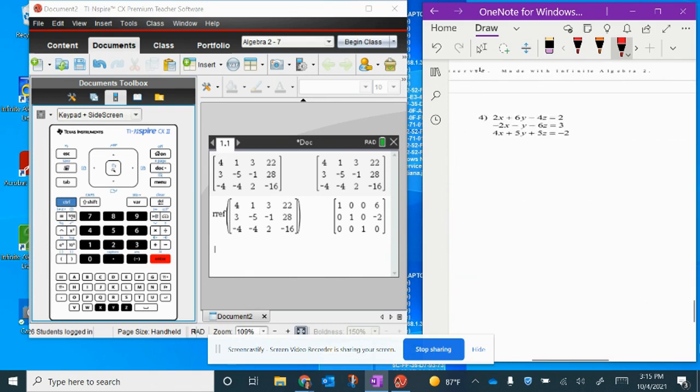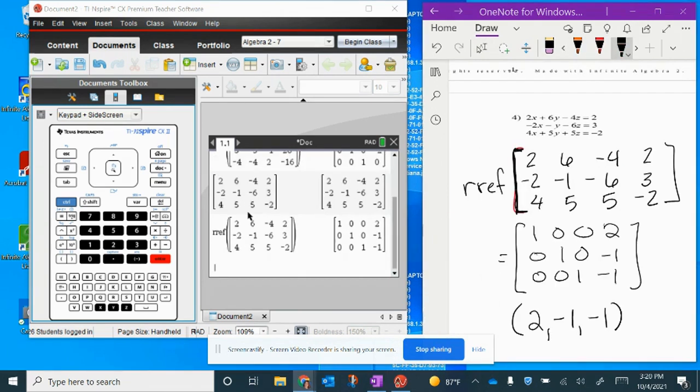Okay, so one more example. Okay, so last example, I have already put in the matrix. You see the matrix here, how I put it into the calculator and RREF'd it. And RREF means reduced row echelon form. It's a series of steps that you don't need to worry about knowing how to do. But when you get the answer, again, you get 2, -1, -1, which is your X, your Y, and your Z. Okay, that is all of these notes.